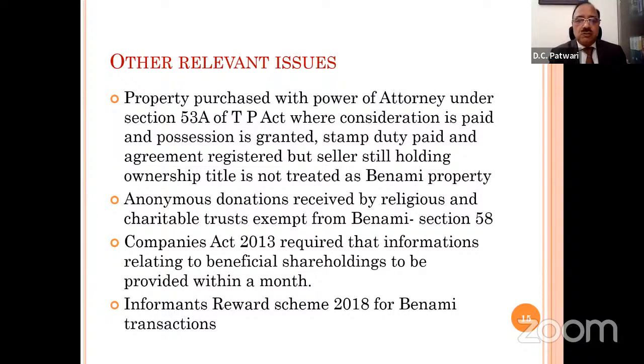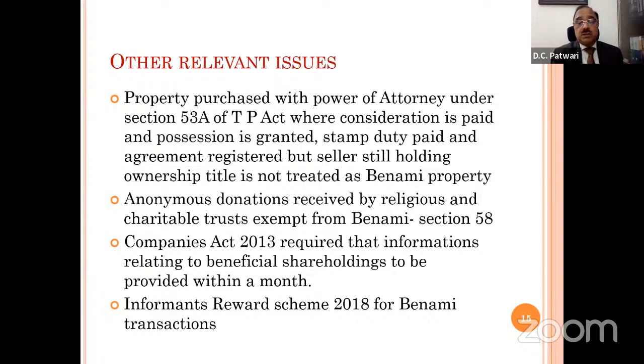There are some other relevant issues relating to the Benami transaction. Before going to the next topic, I would like to briefly mention these also. Property purchased with a power of attorney holder, under section 53A of the Transfer of Property Act, where consideration is paid and possession is granted, stamp duty is paid and the agreement is registered, but the seller is still holding the ownership title, is not treated as Benami property. This is by way of explanation. This has been added after the bill was introduced, because there are many cases where the attorney holder does not have the title in his name, but he has already paid the consideration. Possession is also taken. So in that case, an exception is provided, when the stamp duty is paid and the agreement is registered, then also it will not be treated as Benami property.